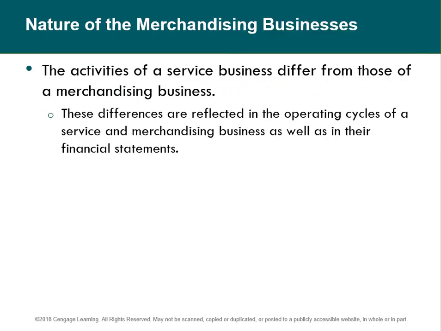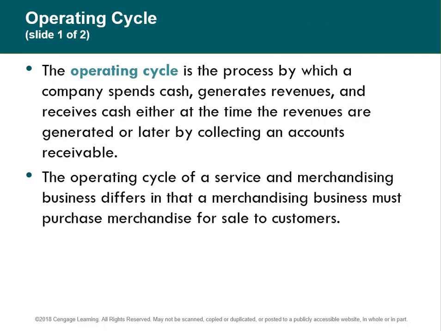Okay. So first, a merchandising business. Service and merchandising are very different, and it's reflected in their operating cycles and their financial statements. An operating cycle is the process by which a company spends cash, makes revenue, and receives cash, which is collected later by collecting accounts receivable. So it's that whole cycle. I think there's a pretty good illustration of it in your book. And they're different lengths for different businesses.